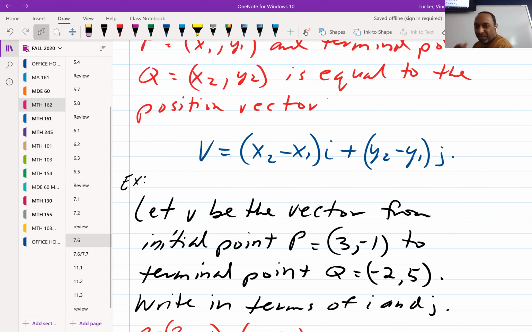All right, so let's see if we can implement this. We have, let V be the vector from the initial point P with coordinates of 3, -1, then terminal point Q with the coordinates of -2, 5. And we want to write it in terms of I and J.